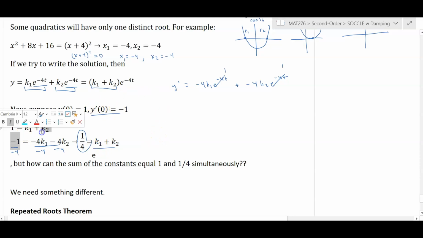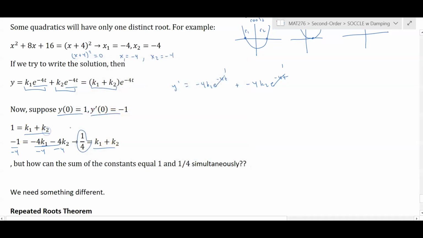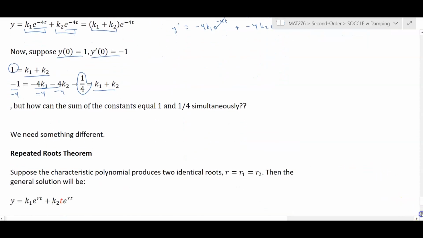But now we have two statements. The first one says k1 and k2 need to add up to 1. But the second one says k1 and k2 need to add up to 1/4. And we know that you can't add the same two numbers and end up with two different results. And so that's a contradiction, and therefore we could not satisfy a position and velocity initial condition at the same time. So this method fails in that regard. Is it a solution? Sure, but it's not a useful one because we can't control initial conditions for the function and its derivative. So we'll propose the repeated roots theorem.